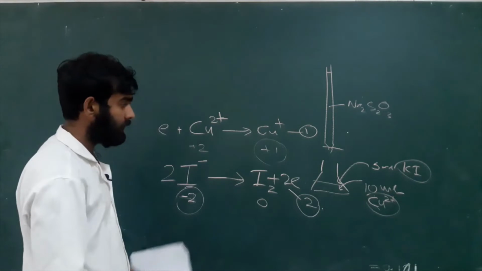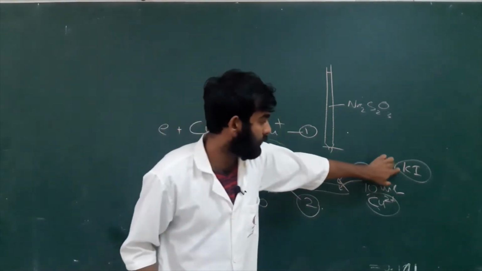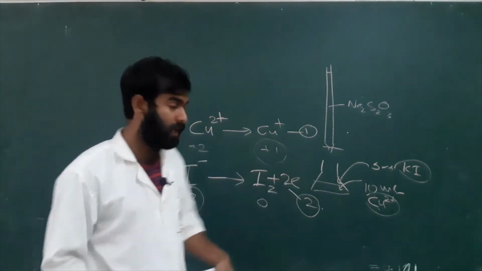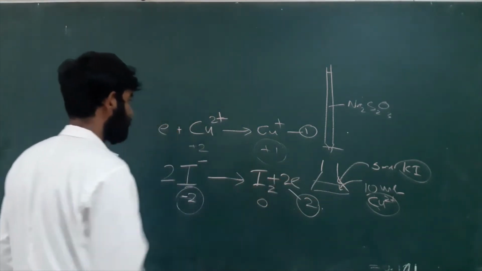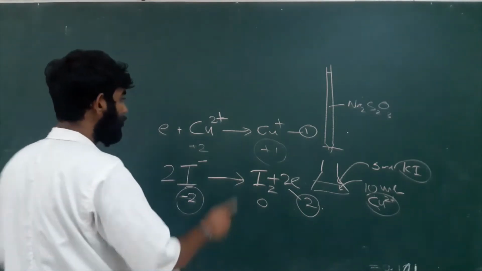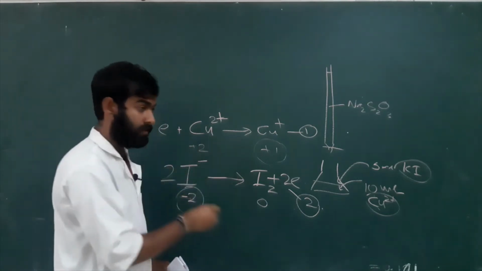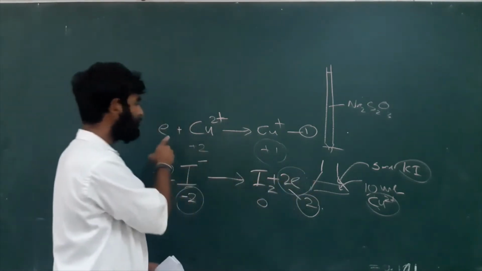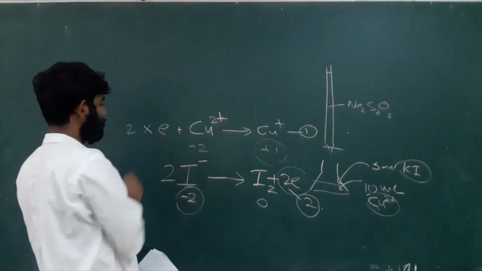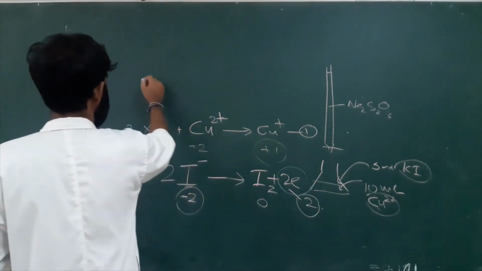Now, when we mix potassium iodide and copper 2 plus, these reactions are happening. What is the balanced reaction? I will write down the balanced reaction above. To balance, the number of electrons should be equal in both equations. Here the number of electrons is 2, here 1. So we have to multiply the first equation by 2. Now we can write down the balanced equation.